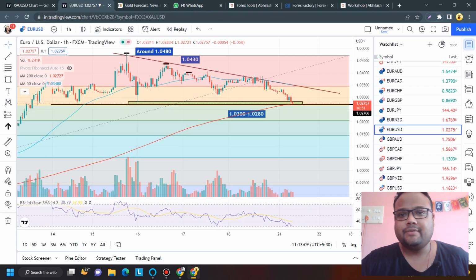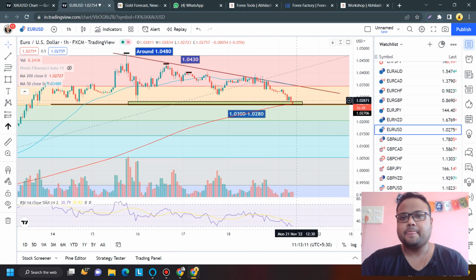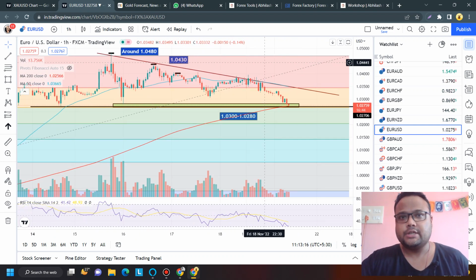And my dear friends, as you can see, the market is still forming red candles. Don't go for a buy position right now. Let's wait and watch for the European session. That will be better.